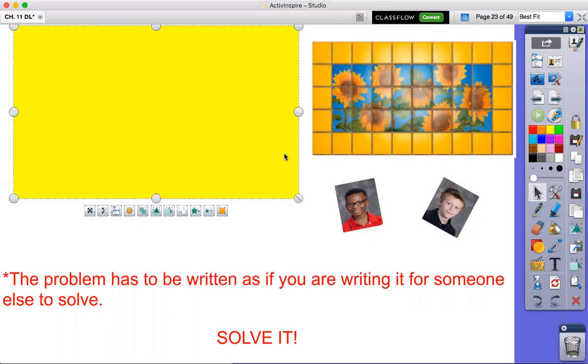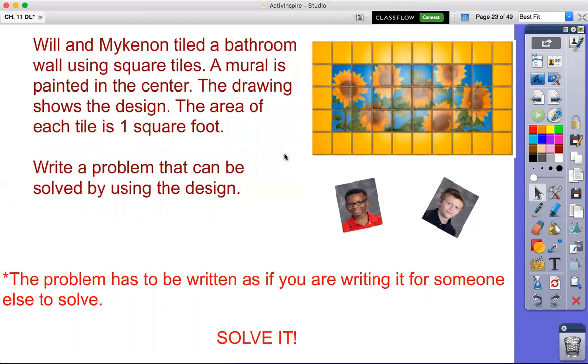Ready? Will and McKinnon tiled a bathroom wall using square tiles. A mural is painted in the center. The drawing shows the design. The area of each tile is 1 square foot. Write a problem that can be solved by using the design. So that's your HOT question. I am waiting on answers now.